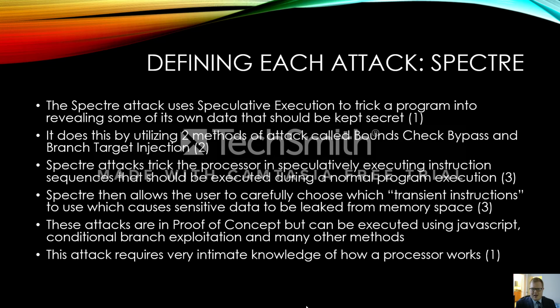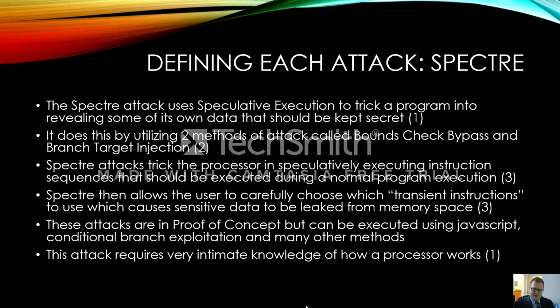So it does this by utilizing two methods of attack called bounds check bypass and branch target injection. You can find a little bit more information if you just do a quick Google search for Spectre and Meltdown. And at the end of my sources as well, I have these two PDFs that are outlined by the company that found these attacks. They'll give you a little bit more information about the bounds check bypass and branch target injection. It's highly, highly technical.